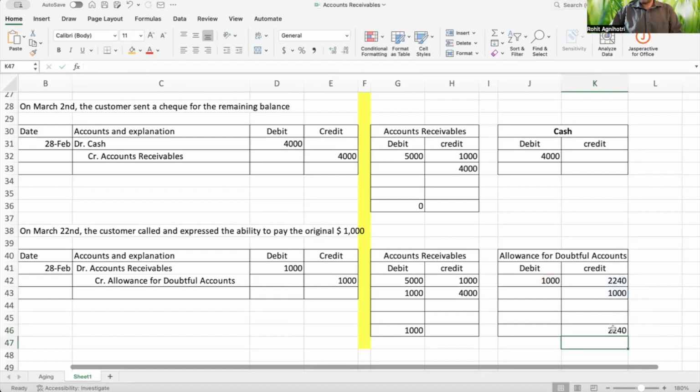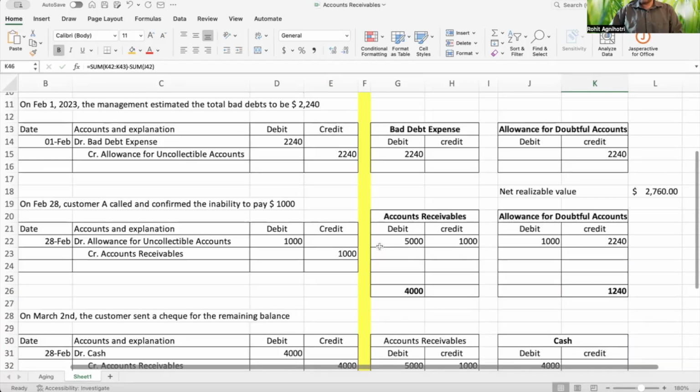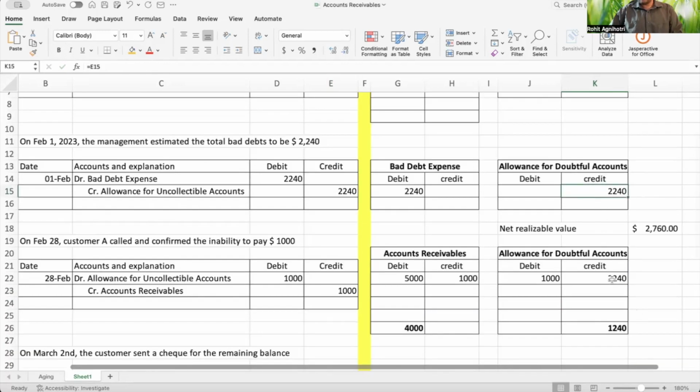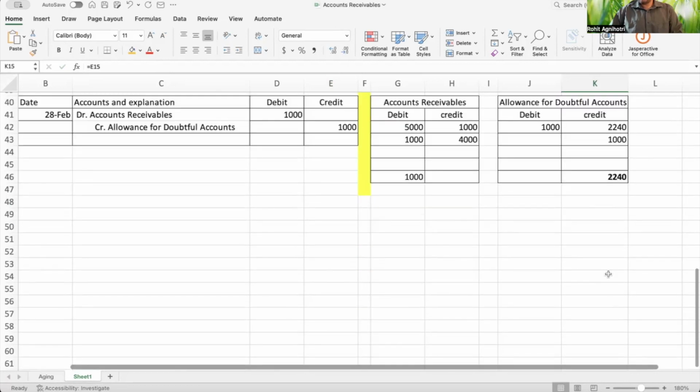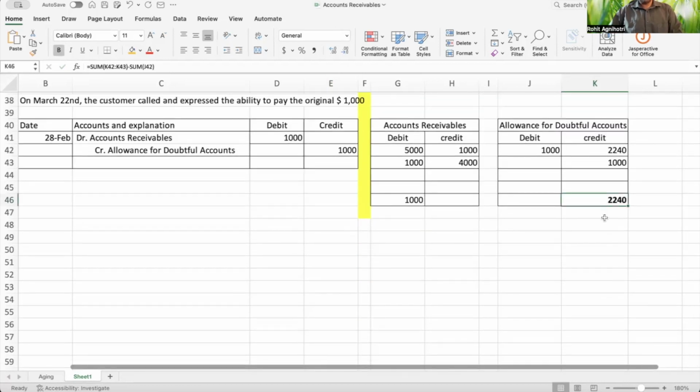Okay, so your new balance is the same as before. You had started with 2240, and now you can see your balance is back to 2240 because this customer ended up paying everything, and that confirms. Remember what I said? This is just an estimate. Could happen, could not happen. We don't care. We have to be ready.